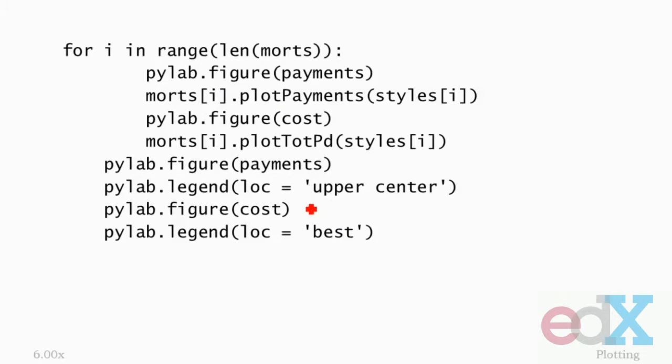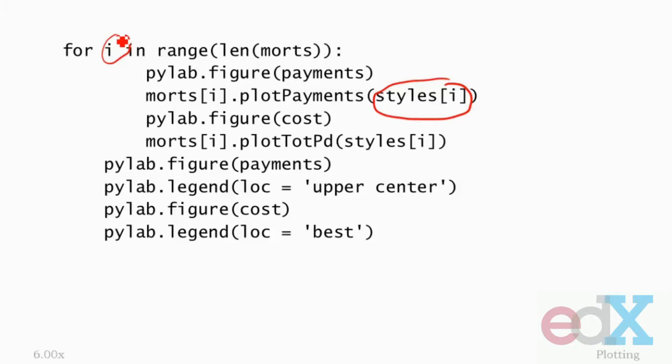Going on to look at the rest of that function, we then look at each mortgage, for i in range len of morts. We create a figure called payments, plot the payments. We then go to the cost figure, plot the total paid, or the cost. Notice that each time we do that, we pass in styles sub i, and what that's telling us is that for each mortgage in morts, we'll get a different style.